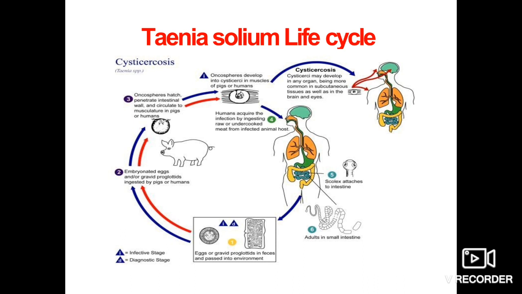The surviving oncospheres migrate to muscles as well as brain, liver, and other tissues, where they settle to form a cyst called cysticercus. It's a very important stage.